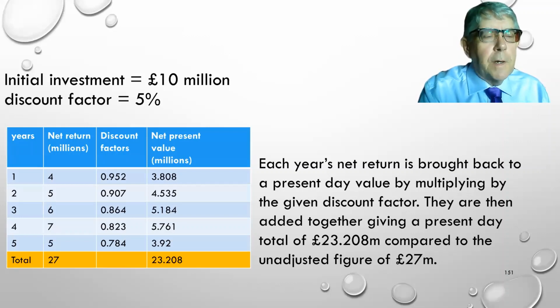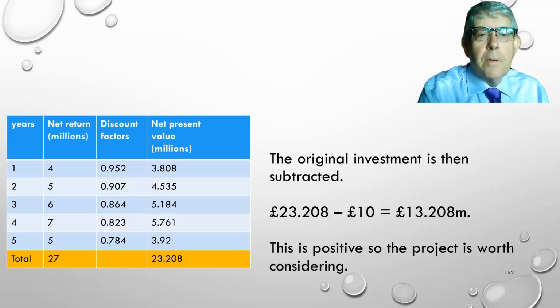Let's look at an example. So with an initial investment of 10 million and using a discount factor of 5%. Each year's net return is brought back to a present day value by multiplying by the given discount factor. They are then added together, giving a present day total of 23.208 million compared to the unadjusted figure of 27 million. The original investment is then subtracted, so we have 23.208 million minus 10 million gives us 13.208 million. So this is a positive number, so the project is worth considering.